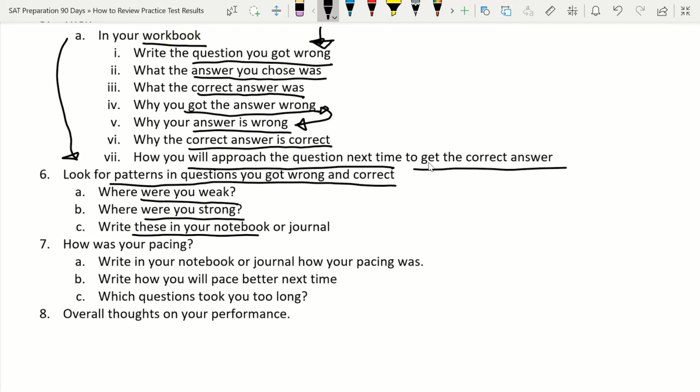Okay, write these in your notebook, or if you're using a journal, which is for the 90-day one, and even in the 90-day one, we didn't really talk about that. So write it in your notebook.